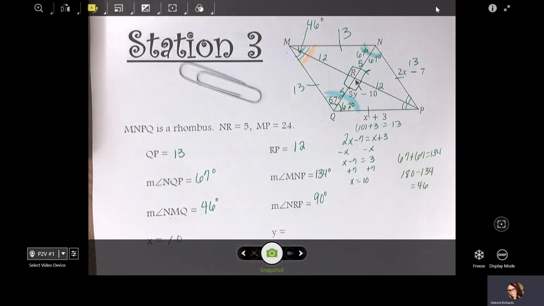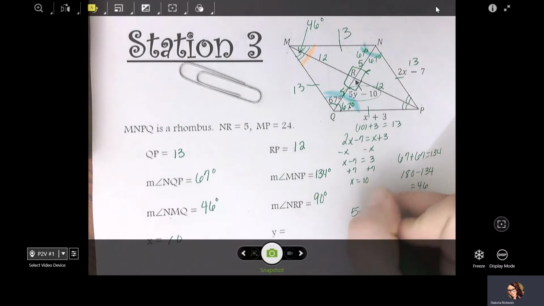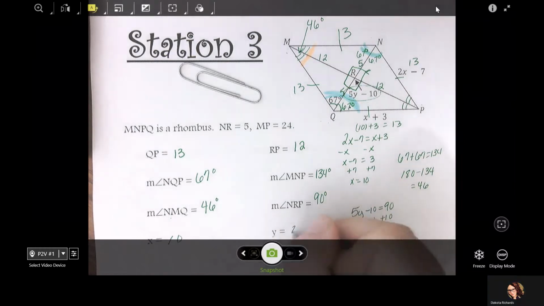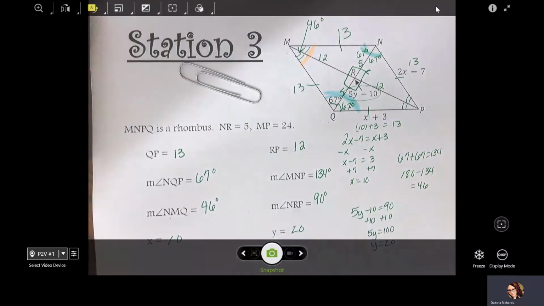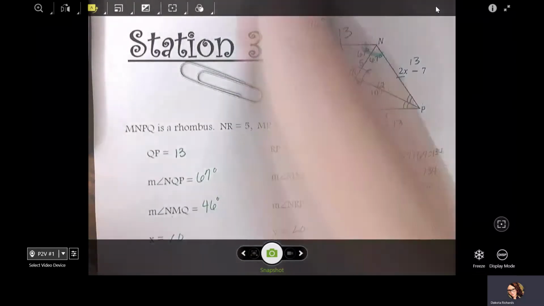And then how do you find y? We have this little expression here, 5y minus 10. It's pointing to that right angle, which is 90. So we're going to say 5y minus 10 equals 90. Add 10 on both sides. You get 5y is 100. Divide by 5 on both sides, you get y is 20. Okay, and that is station 3. Station 4.